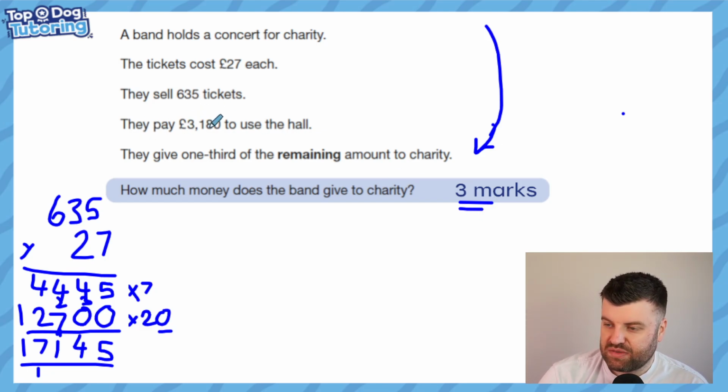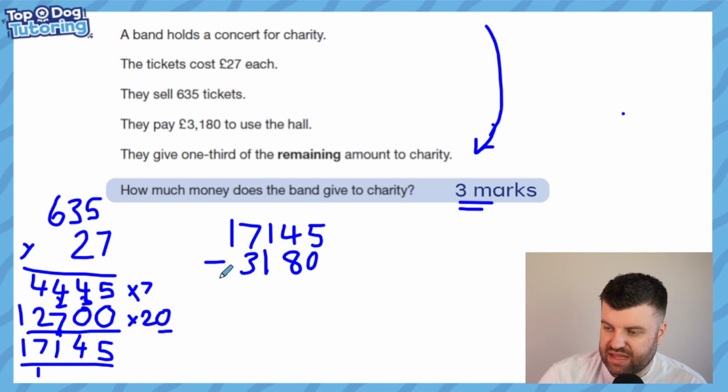They pay £3,180 to use the hall, so we have to take 3,180 away from the total amount they've taken in, because this is the cost to actually get the hall in the first place. So let's do that. 5 take 0 is 5. 4 take away 8 we can't do. So let's do some exchanging here. 14 take away 8 is 6.